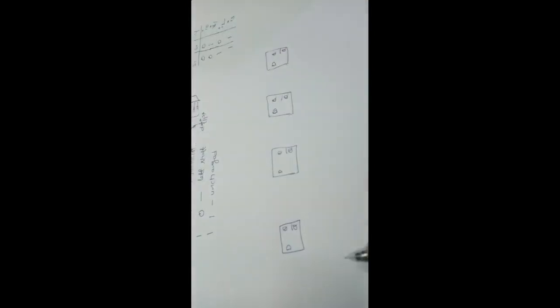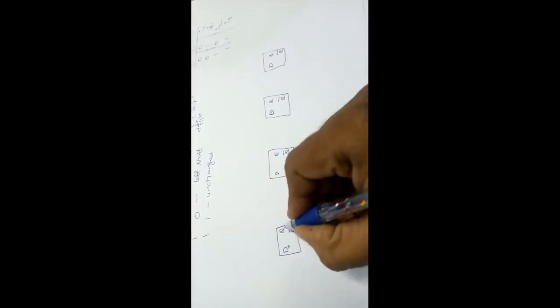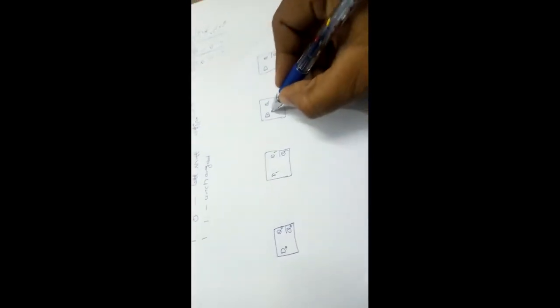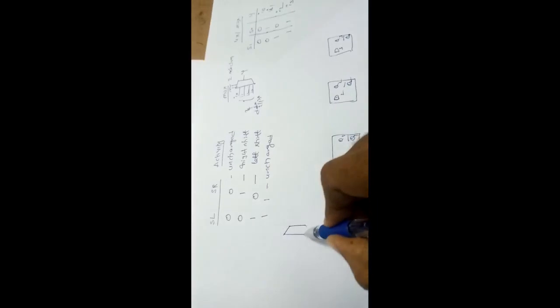Normally for your understanding you can take it as D0, Q0, Q0 bar, D1, Q1, Q1 bar, D2, Q2, Q2 bar, D3, Q3 and Q3 bar. Now again you require 4 multiplexers here. So you take the 4 multiplexers here.